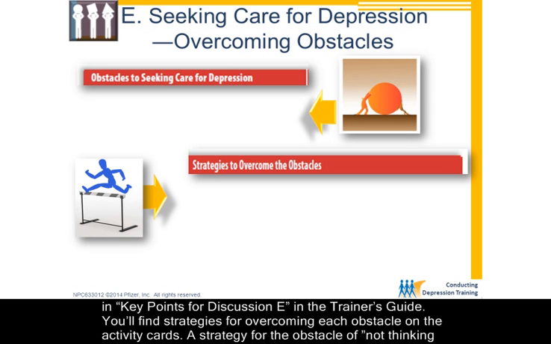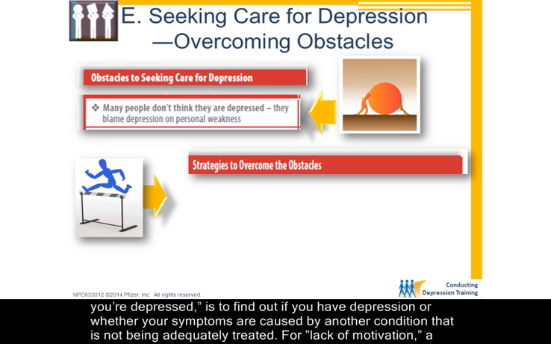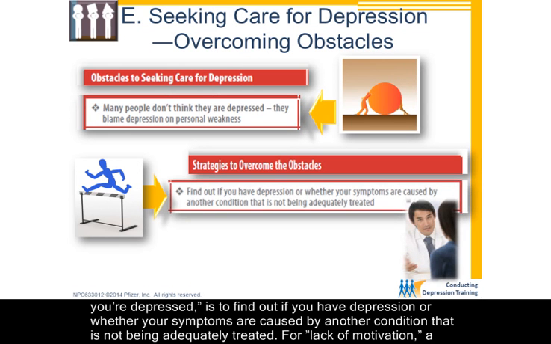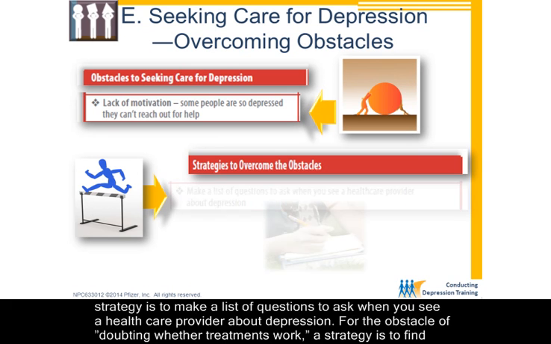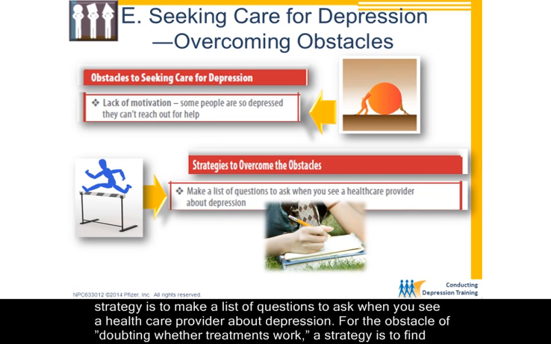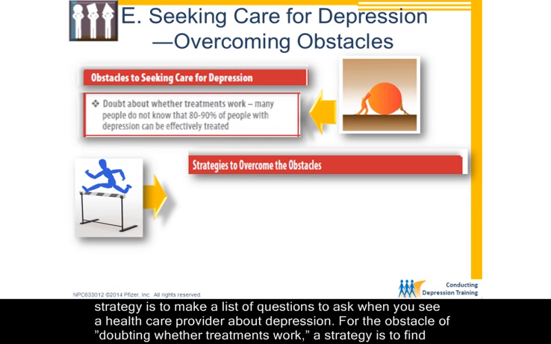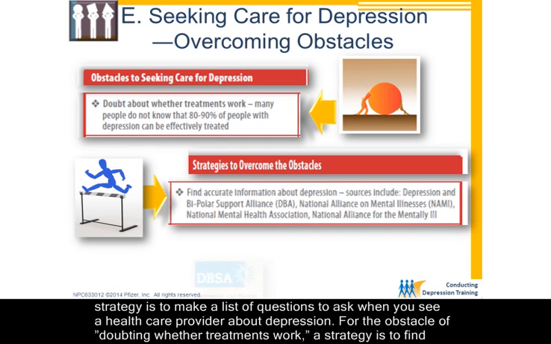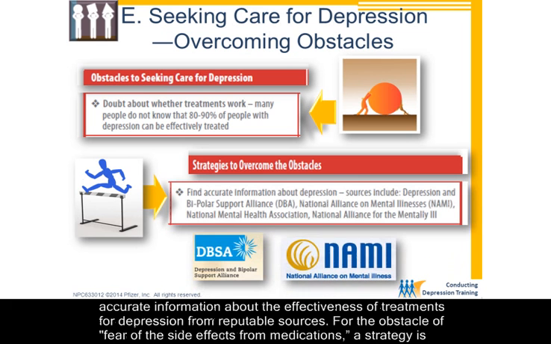A strategy for the obstacle of not thinking you're depressed is to find out if you have depression or whether your symptoms are caused by another condition that is not being adequately treated. For lack of motivation, a strategy is to make a list of questions to ask when you see a healthcare provider about depression. For the obstacle of doubting whether treatments work, a strategy is to find accurate information about the effectiveness of treatments for depression from reputable sources.